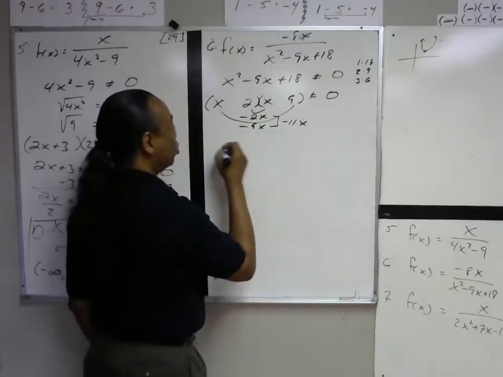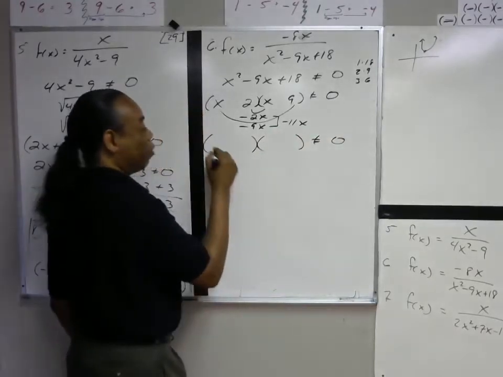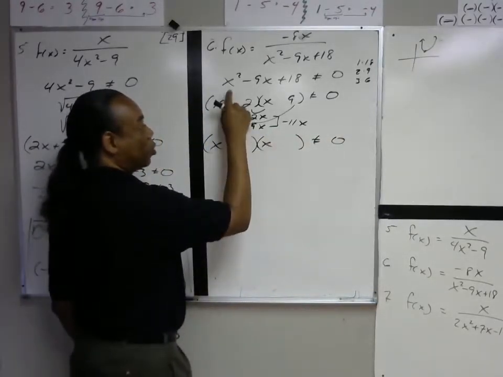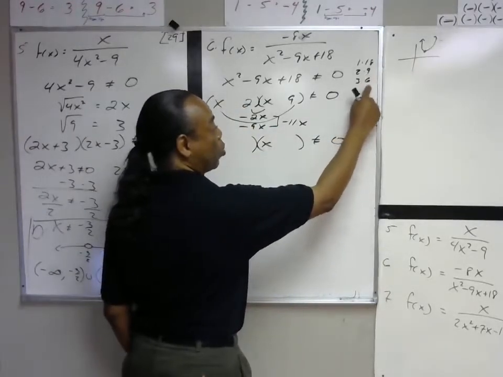Okay, so let's try this again. Two binomials. And first we'll have x times x to be x squared. So the 2 times 9 did not work. I'm going to try the 3 times 6.